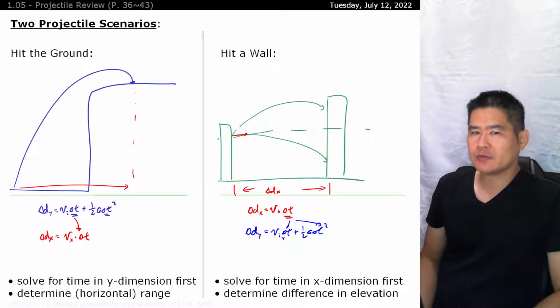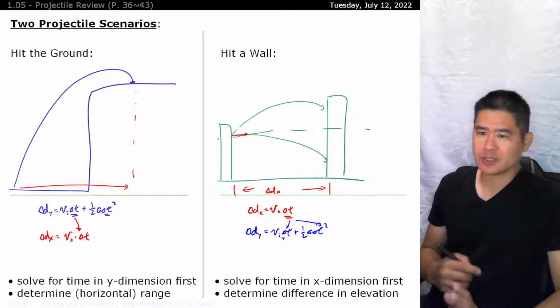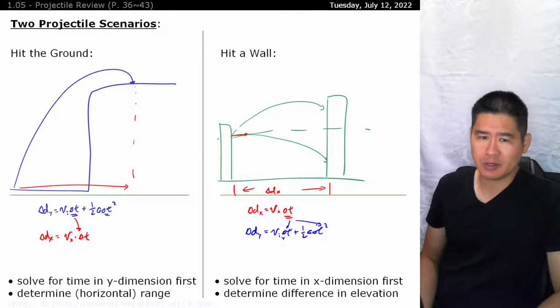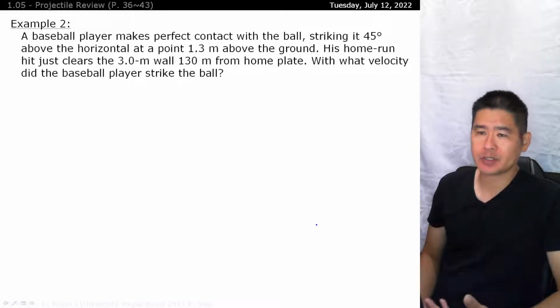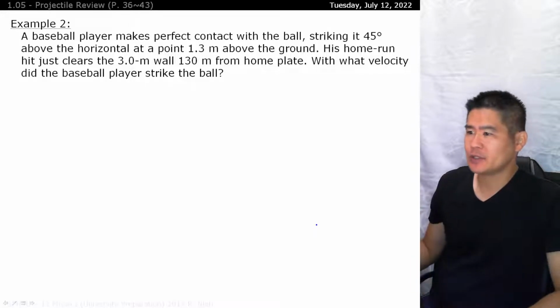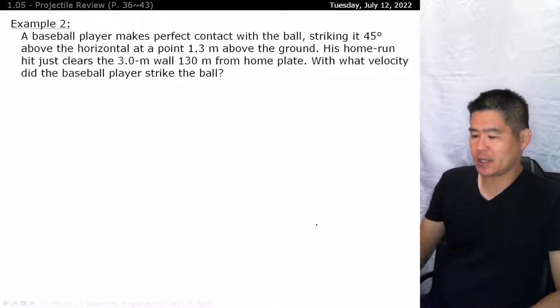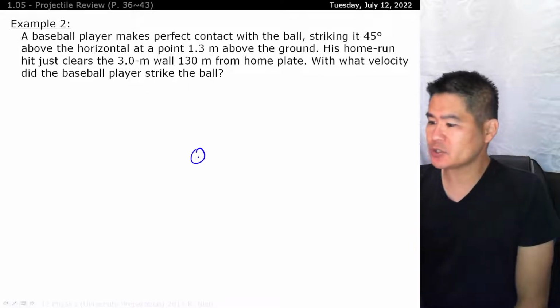As for grade 12, we like to deal with a lot more challenging problems where you don't know all the details in either dimension, and that's why you need to create two equations and then solve them together afterwards. Here's an excellent example of a grade 12 projectile problem. Baseball player makes contact with the ball, travels at this distance and at that height. So if you need me to draw a little picture, sure, why not? Here's our lovely baseball player.